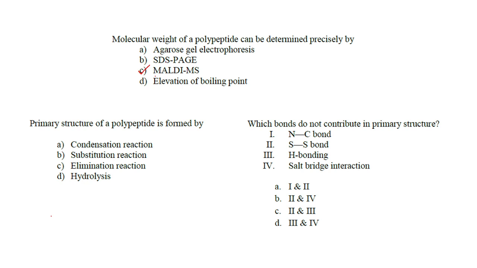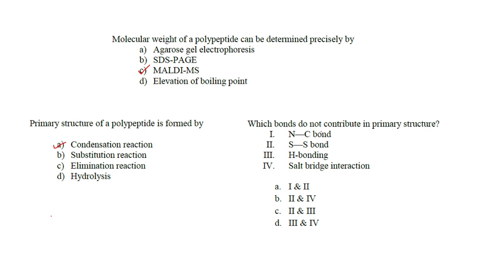Okay, the next question is about the primary structure of a polypeptide. So the primary structure of a polypeptide is formed by, it is a very easy question. So the primary structure is formed by the condensation reaction, where you lose one molecule of water to get one peptide bond.